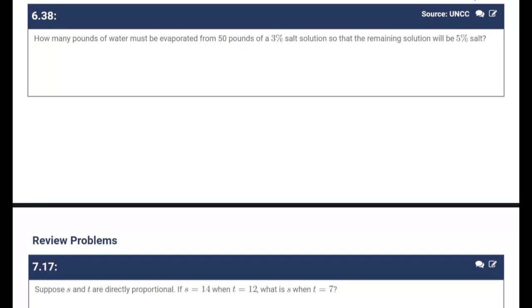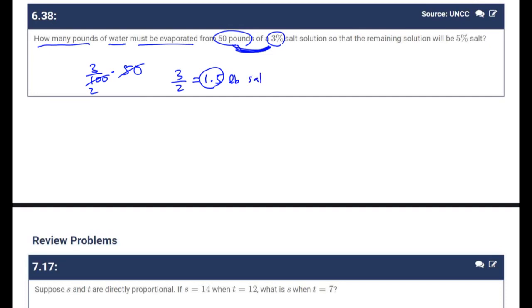Okay. The question is, how many pounds of water must be evaporated from 50 pounds of 3% solution? Well, let me get what I can get first. Right now, 3% of 50 pounds is pure salt, right? So 50 goes in there twice. So I guess 3 over 2, which is same thing as 1.5. That's number of pounds of actual salt, the pure substance, right?